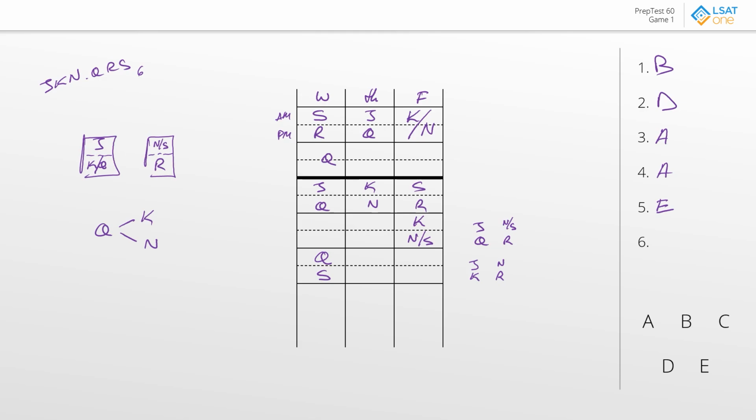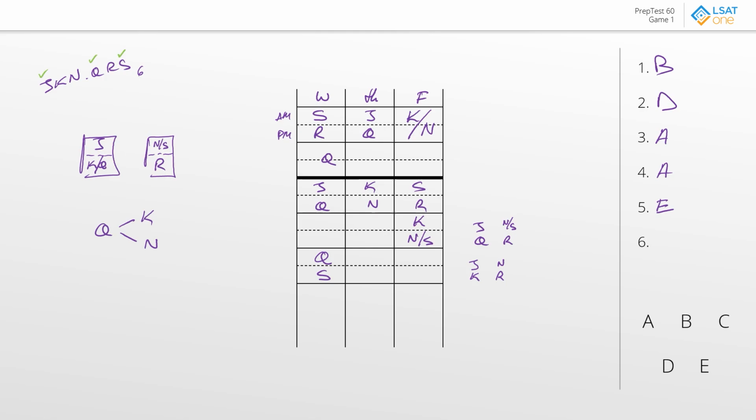Lastly, number 6, how many of the workshops are there that could be the ones that are on Wednesday morning? So what could go on Wednesday morning? So far, we've seen S, we've seen J, we've seen Q. So we've got at least 3. We know that S, J, and Q could go on the Wednesday morning.